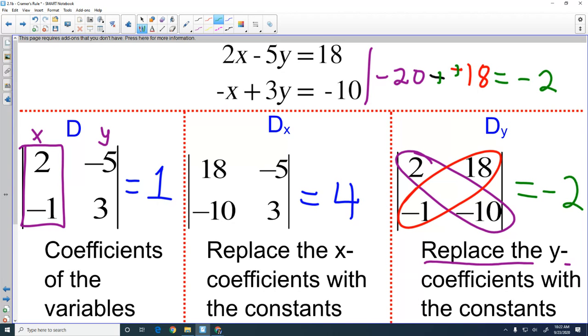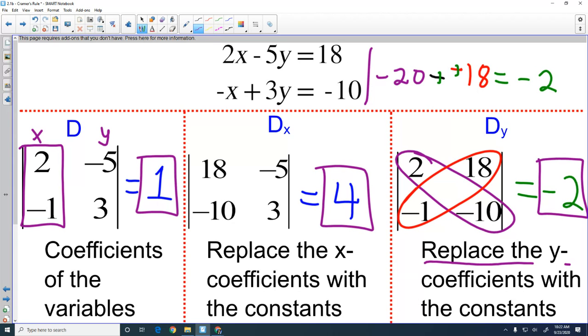And so right now, I've got these three numbers. We have a 1, a 4, and a negative 2. Now, calculating them wasn't that difficult, like the actual math, right? We're multiplying and then adding or subtracting. At this point, we're just going to use those three numbers to get our final solution. So remember, we've got a 1, a 4, and a negative 2.